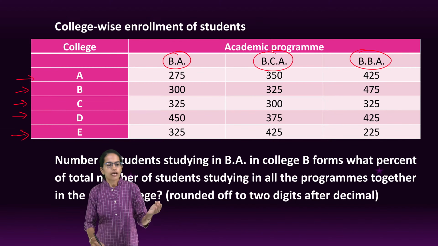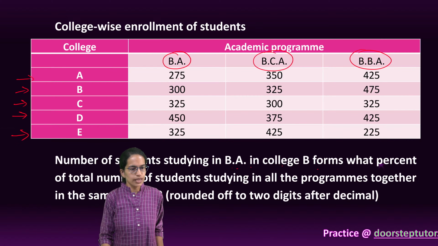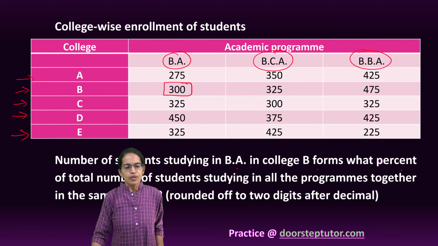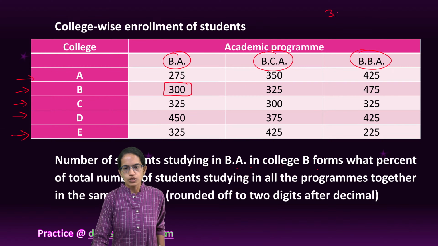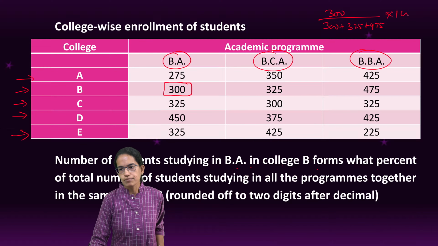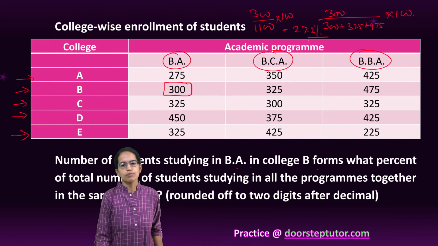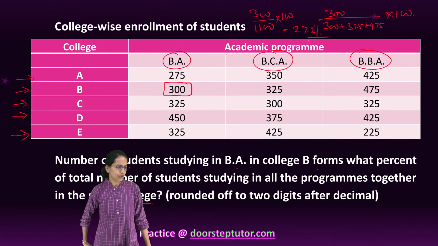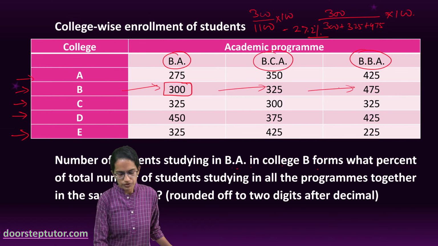The questions would vary. So here what is asked is the number of students studying in BA in the college B. So BA in college B is how much? 300, and what percent is it of the total students in that program in the same college? So this would be 300 divided by 300 plus 325 plus 475, multiplied by 100. So that gives you 300 divided by 1100 into 100, somewhere around 27.2% becomes your answer here. So a very direct question which was asked only about college B values. So these values were what were important.